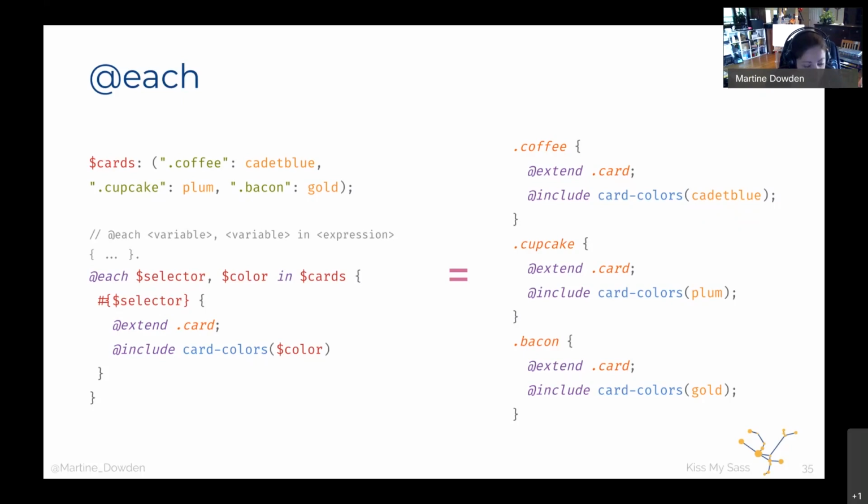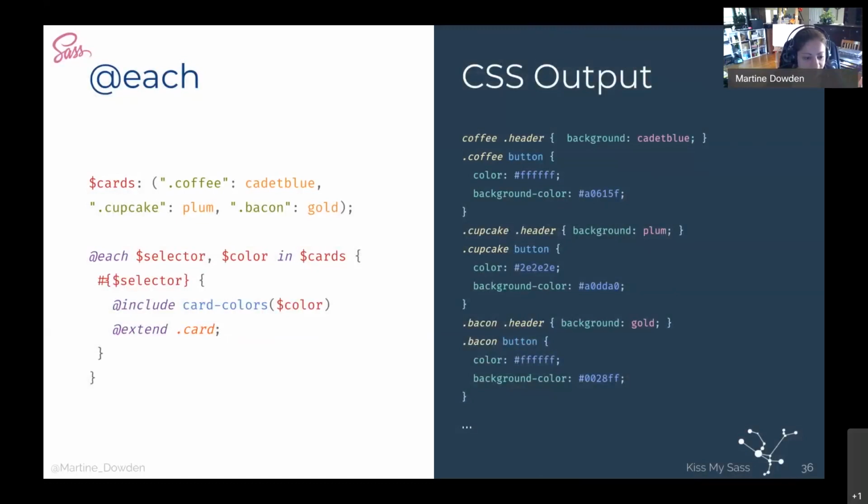And so now what I can do is for each of the values in that cards variable, it's going to go ahead and do our thing and spit out the equivalent of what we were doing before. So let's look at the output. We still get our pretty output.